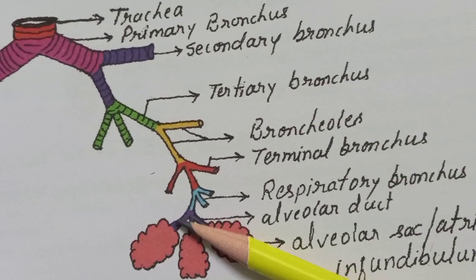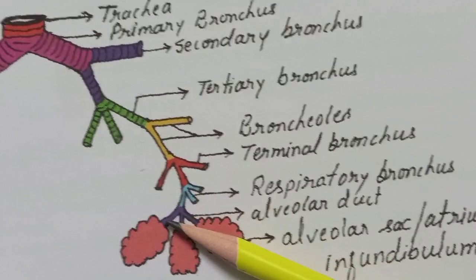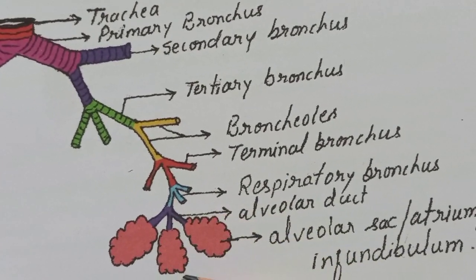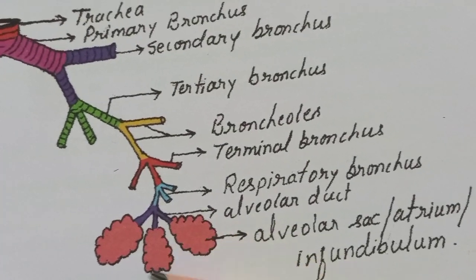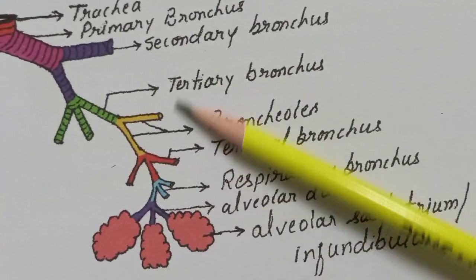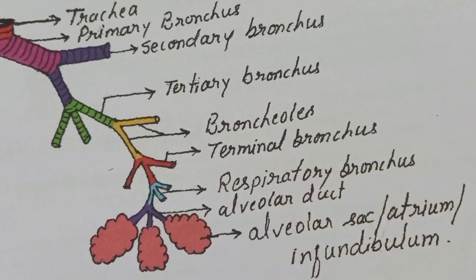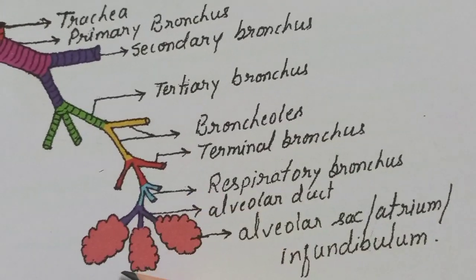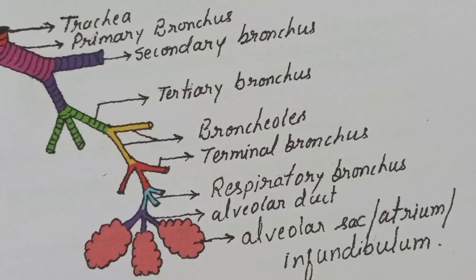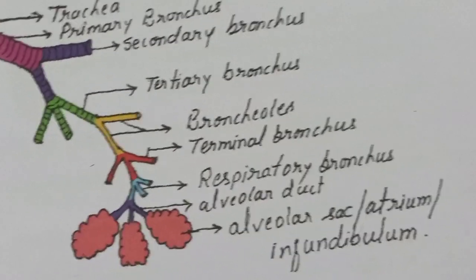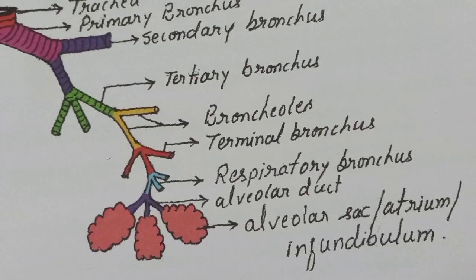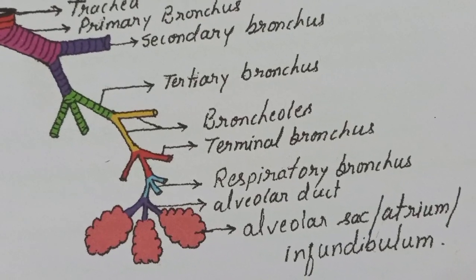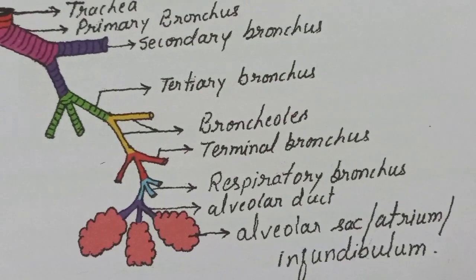The respiratory bronchus ultimately forms the alveolar duct, and these alveolar ducts go and open into a sac-like structure that is called the alveolar sac or atrium or infundibulum. So this is actually the bronchial tree, and after the bronchial tree there is a muscular flap present that is called the diaphragm, and the diaphragm is the characteristic feature of mammals. It is dome shaped and separates the thoracic and abdominal cavity from each other.